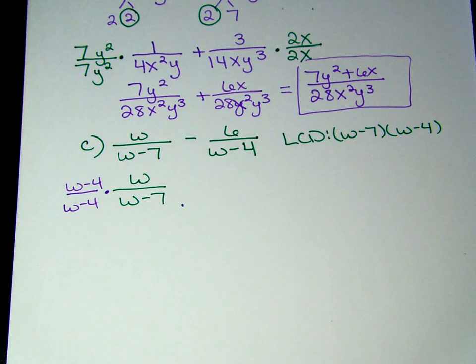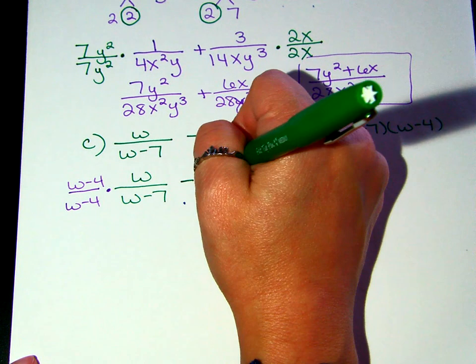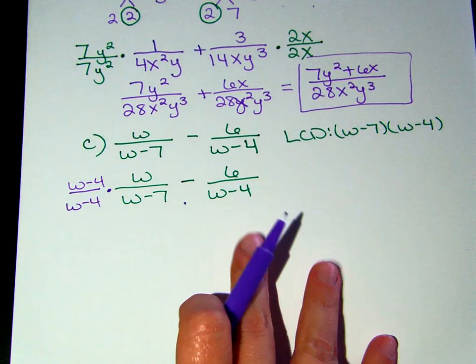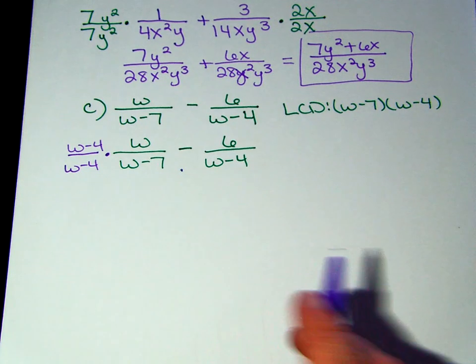Now, on top, I will let you know, in your numerator, they do expect you to go ahead and do the multiplication, the FOILing or the distributing and that kind of stuff. But they're allowing you to leave your denominators already in the factored form. So then we have a minus 6 over W minus 4. So the 6 over W minus 4 is missing what?